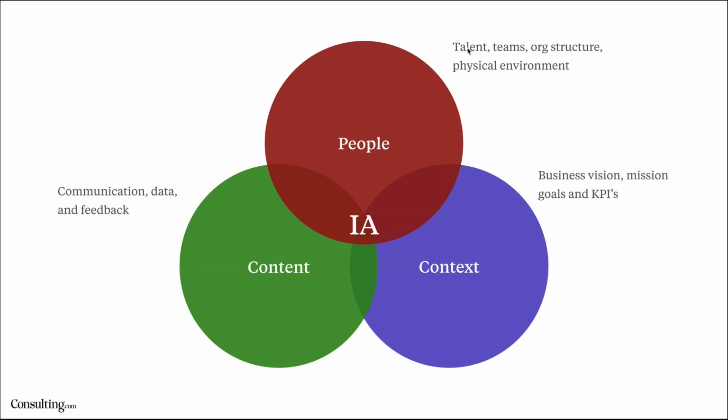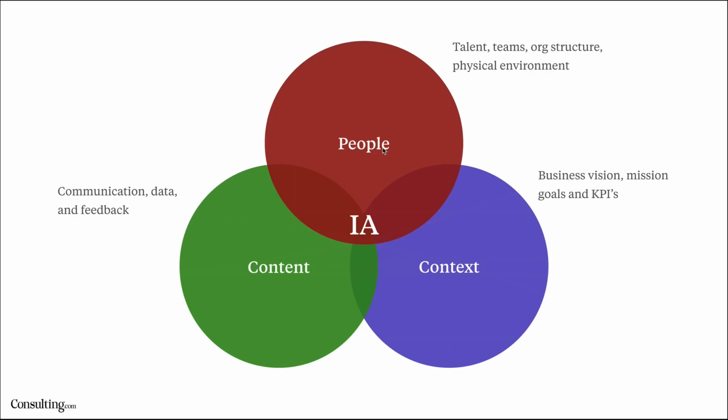People are the talent, the individual people on your team, and how those individuals come together to form different teams, and how those teams come together to form the overall organization structure. And then the physical environment that those teams sit in and work in each day, so your office, whether it's open plan or private or virtual or whatever. Then you've got context, which is the business vision, mission, goals, and KPIs.